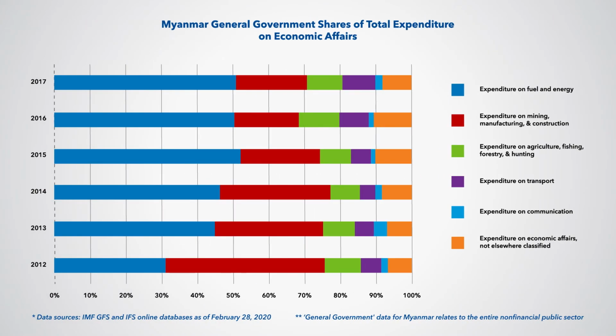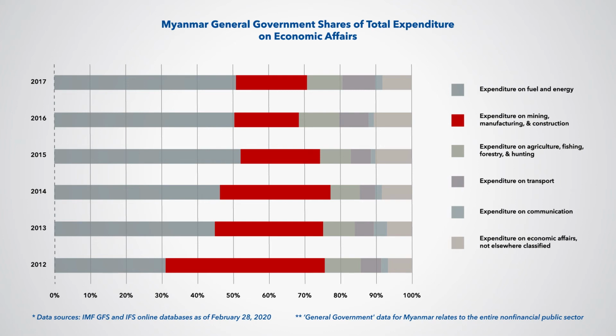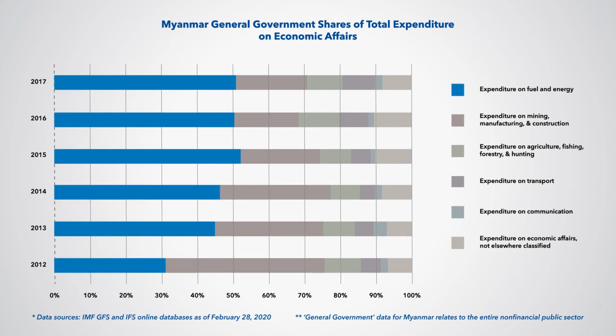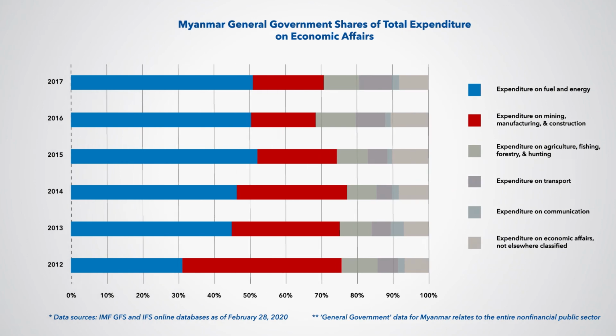As another example, an analyst could observe that expenditure on economic activity shifted away from mining, manufacturing and construction and toward fuel and energy. The policy debate in this case might revolve around the relative returns to investment in these areas, including whether needed infrastructure improvements have been overlooked.